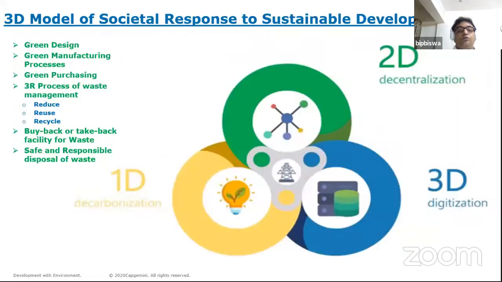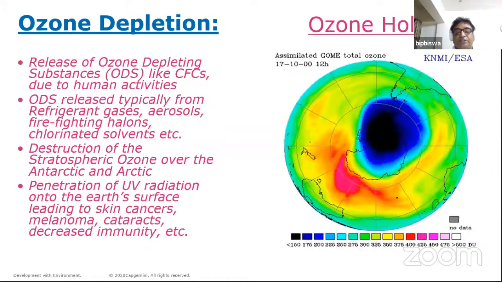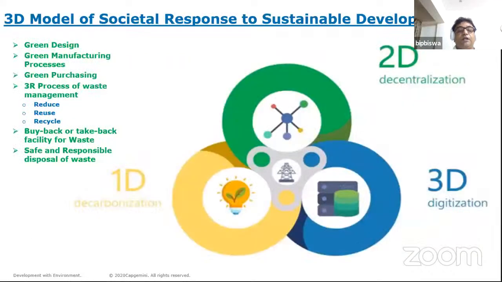Similarly, to all these different kinds of pollution and the activities that are impacting the environment, there is a response from the society. It is called the three-dimensional model of societal response to sustainable development, which includes the first dimension, decarbonization, the second dimension, decentralization, and the third dimension, called digitization.